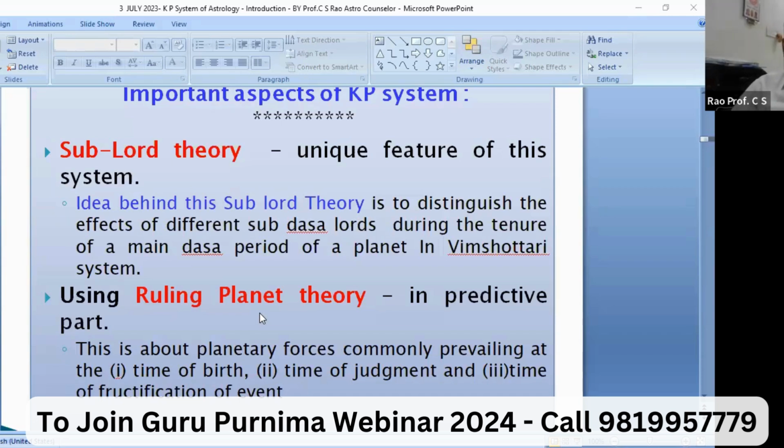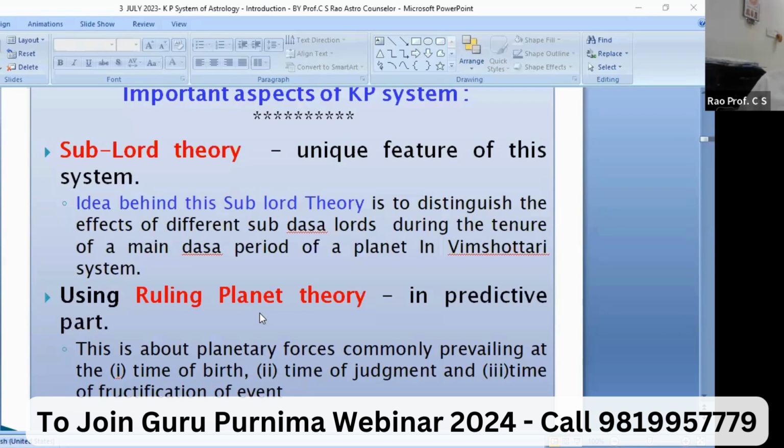For judgment, for analysis and for predictive purposes. That is the time of judgment. You are predicting a particular bhava, such as education or health. That is the judgment time. So what are the ruling planets prevailing at the judgment time? And then what is the fructification time? When is the event likely to happen? These 3 are the same, he says, and it is proved also. What are these ruling planets? Ruling planets are nothing but the Gochara planets.